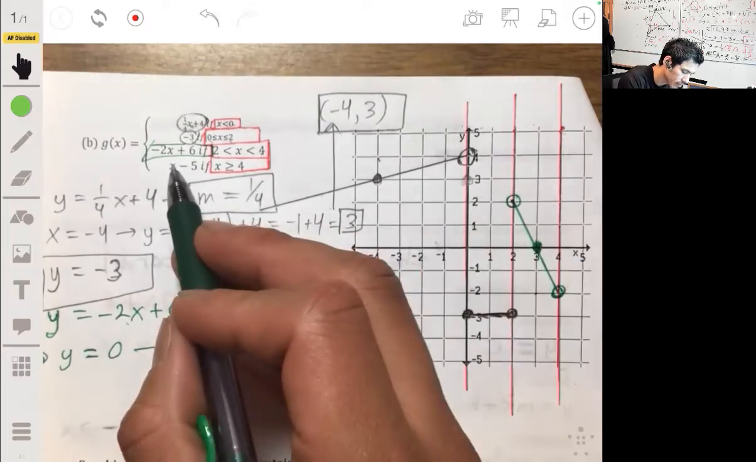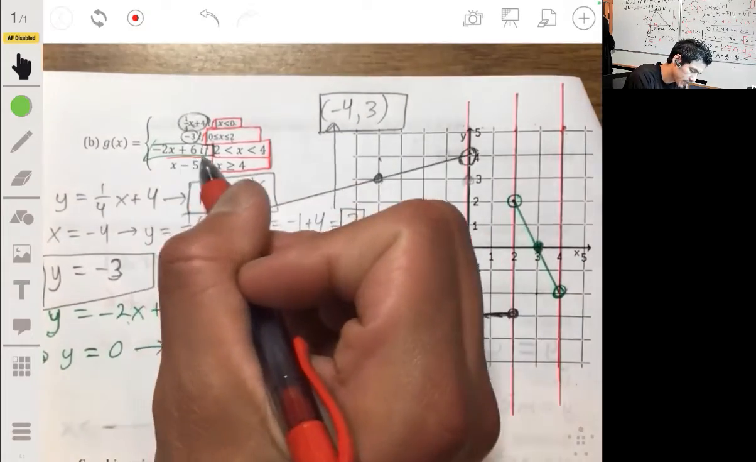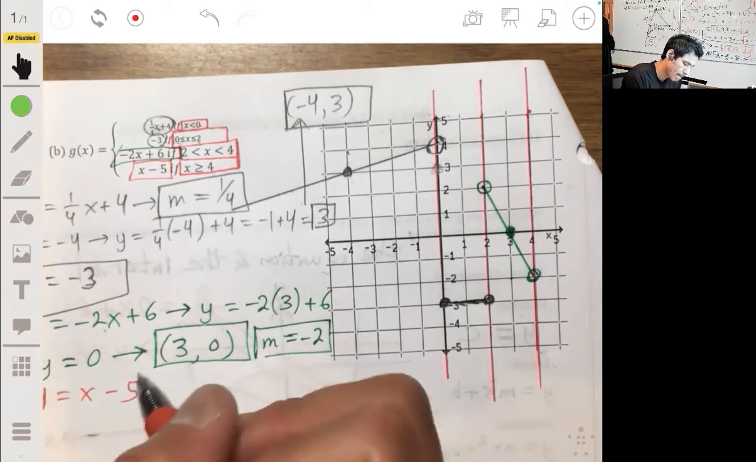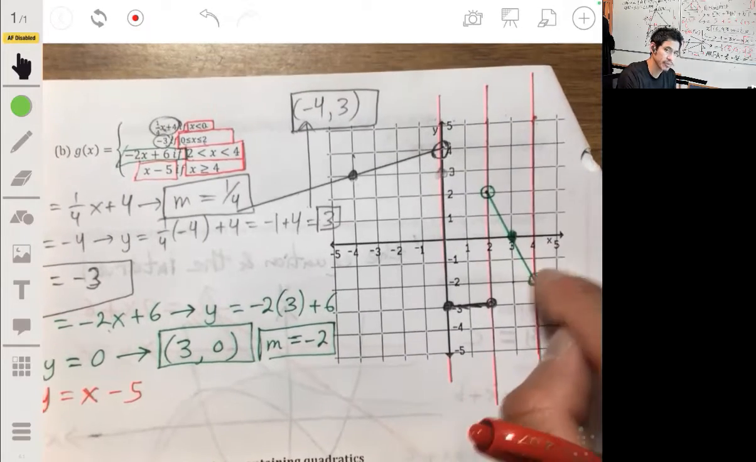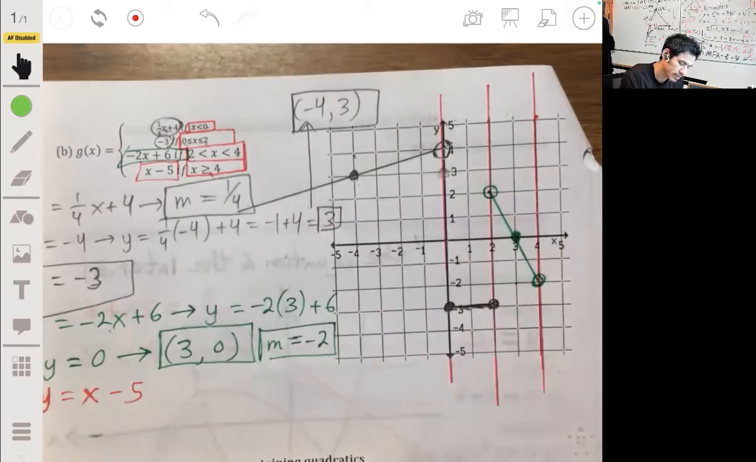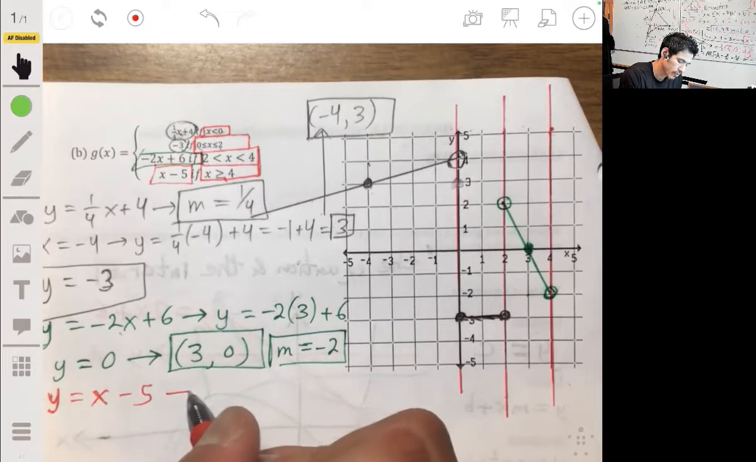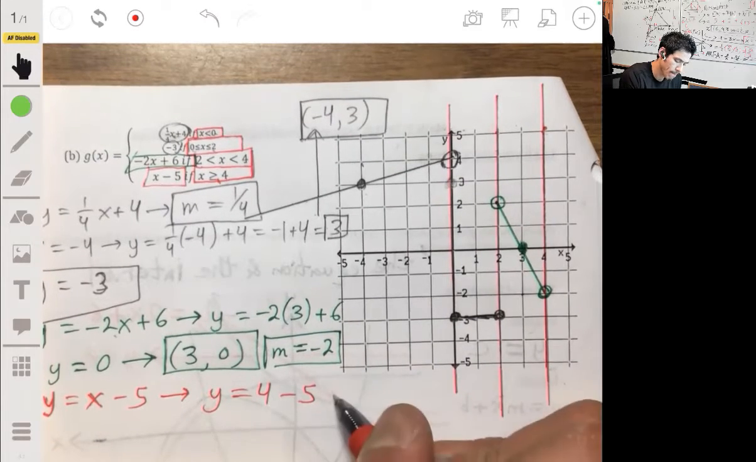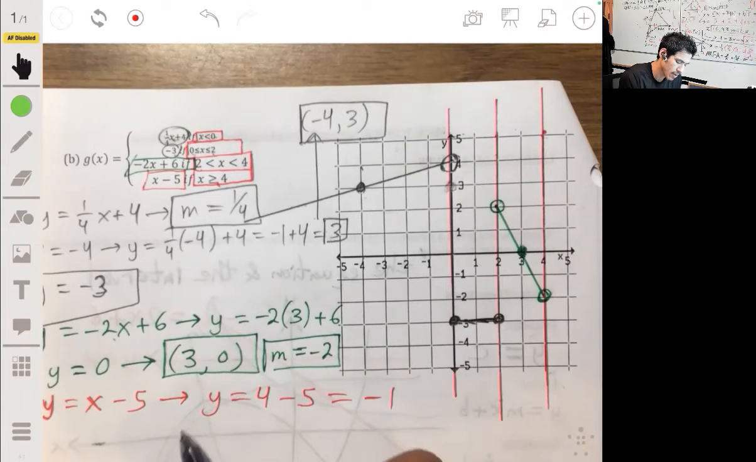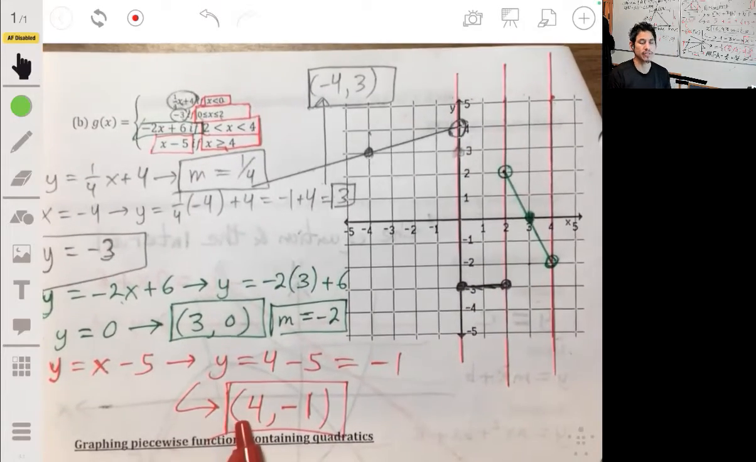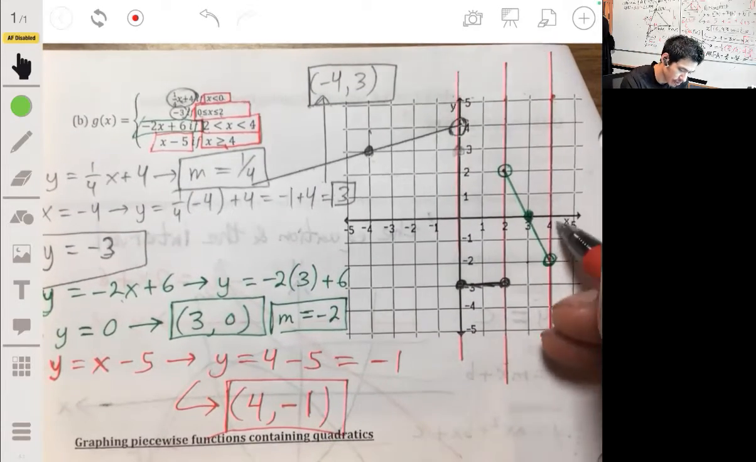All right, one more. We have y equals x minus 5. And that'll be everything to the right of 4. We're going to include 4. So let's just start with 4. So we're going to plug in 4 for x. So y is 4 minus 5. That's just -1. So when x is 4, y is -1. Let's plot this as a solid dot at 4, -1.